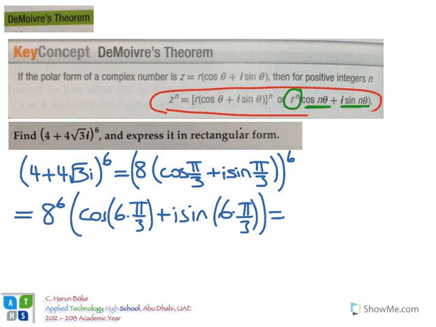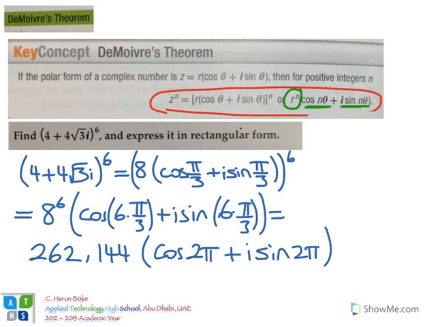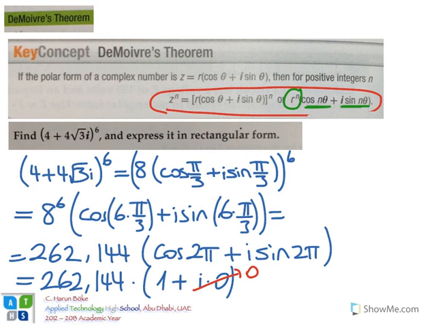Now 8 to the power 6 is 262,144 times, well, we have 6 times pi over 3, which will give me cosine 2 pi plus, the same with sine, it will be i sine 2 pi, which will give me 262,144 times, well, cosine 2 pi is nothing but 1, and sine 2 pi is nothing but 0, so we have i times 0 here. Well, actually, this will lead to 0, so this number will turn into the real number, which will give me 262,144.